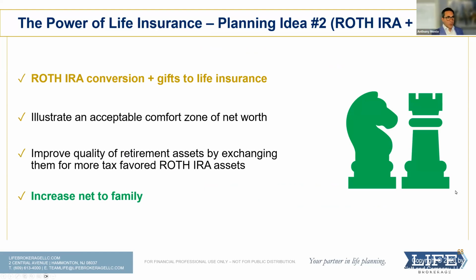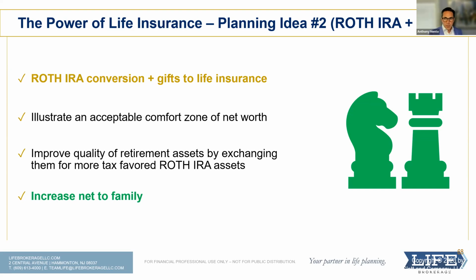Planning idea number two. Instead of spending down, which we just described, now we introduce a Roth conversion to transfer the taxation location of ordinary to either capital gains or tax-free. As long as we can illustrate an acceptable comfort zone that the client will not run out of money, and remember to be mindful of that 5-year blackout period, we improve the quality of the retirement assets by exchanging them for a more tax-favored location and increase the net to family. A Roth IRA plus a gift to life insurance is also a very good tool.